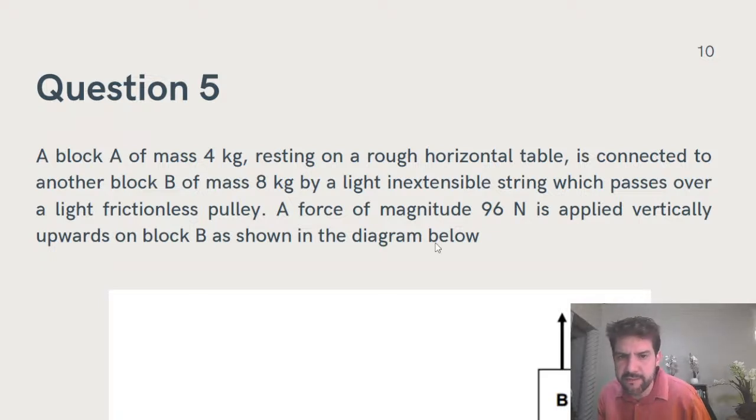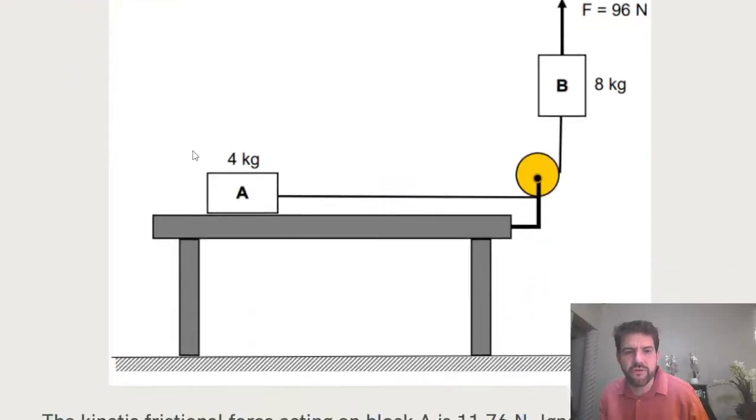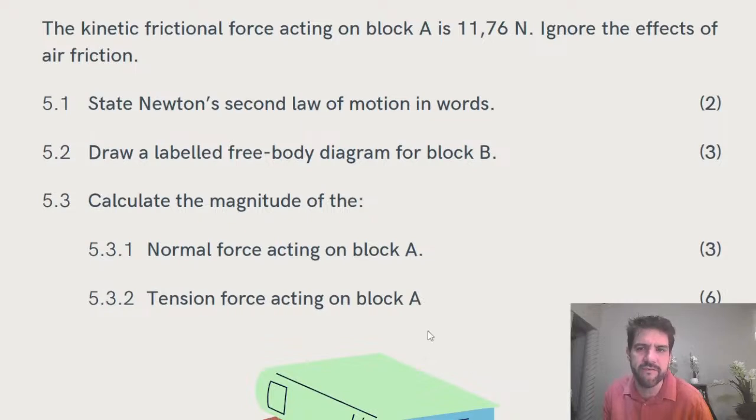And then here you have the picture. So you have a block A here, and block A is connected to B through a rope, and somebody is pulling B upward, as you can see there. Now they are giving you the kinetic frictional force for A. So there you will see a kinetic frictional force that is acting on A. A is the one that is on the surface. B does not have a surface. And that frictional force is 11,76 Newton. Ignore the effect of friction.